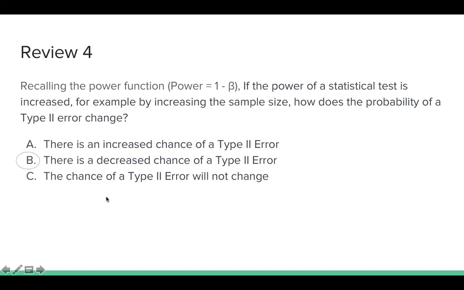Here, beta will decrease. For example, if your beta is 0.2, and you subtract 1 minus 0.2, then your power would be 0.8. And then if you decrease your beta to 0.1, your power will increase, because 1 minus 0.1 is 0.9. So your power only increases as your beta decreases.